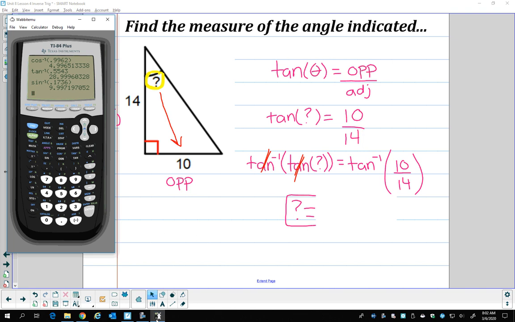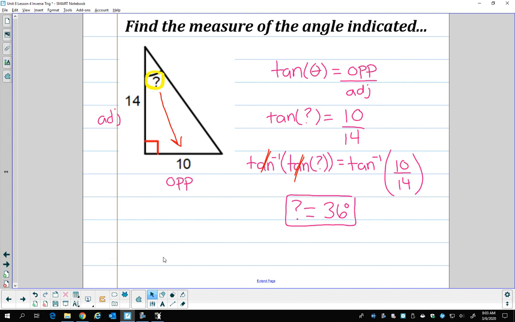And again, I can go back to my calculator and I can just do second tan and just put that fraction right in there. 10 divided by 14. No need to change it to a decimal. And I'll round this to 36 degrees.